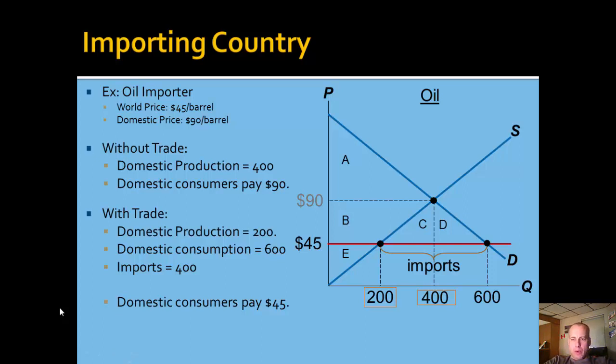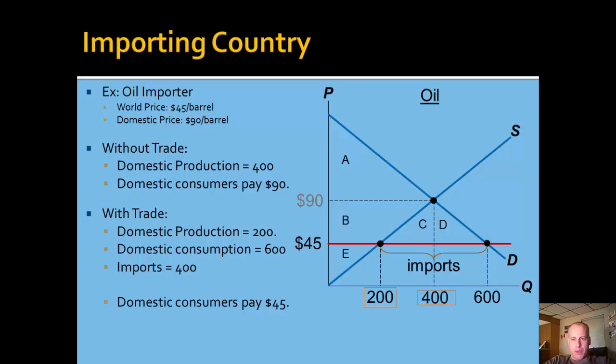Without trade, what we can see here is that domestic producers would produce 400 barrels at a price of $90. And consumer surplus would be triangle A, and producer surplus for the domestic producers would be B and E. Without trade, then, consumers pay $90 for 400 barrels of oil.